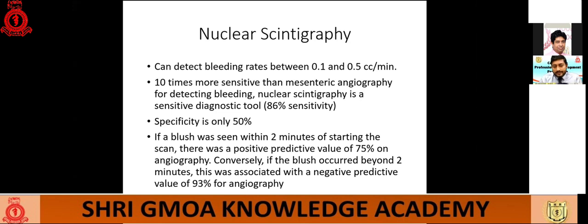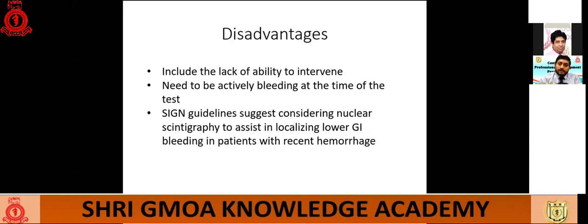So what are the radiological imaging techniques? These include nuclear scintigraphy and mesenteric angiography. In nuclear scintigraphy, you assess the bleeding by giving a radio-labeled material. This can't localize where the bleeding is. It can give a rough idea, say whether it's bleeding from the left colon or right colon, and it is not therapeutic as well. To identify bleeding in nuclear scintigraphy, the bleeding rate should be 0.1 to 0.5 cc per minute. The specificity is less, about 50%. So the disadvantage, as I told you before, is that you can't intervene, and it gives only a rough idea about the site of bleeding.